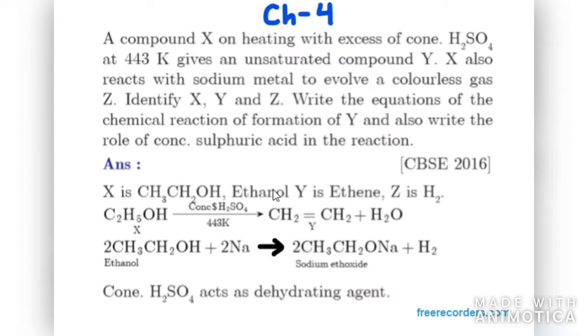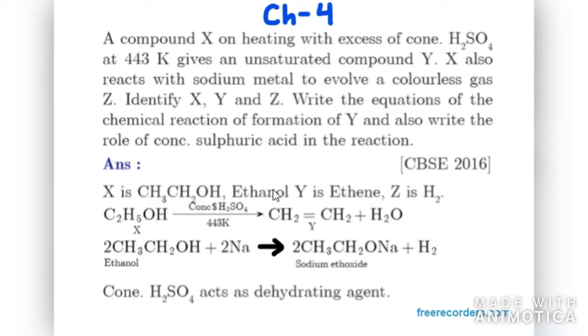So X in this case will be ethanol. Why? Because when ethanol is heated with concentrated H2SO4, it gives an unsaturated compound, and that unsaturated compound here is ethene, that is alkene. So CH2=CH2 plus H2O is released.